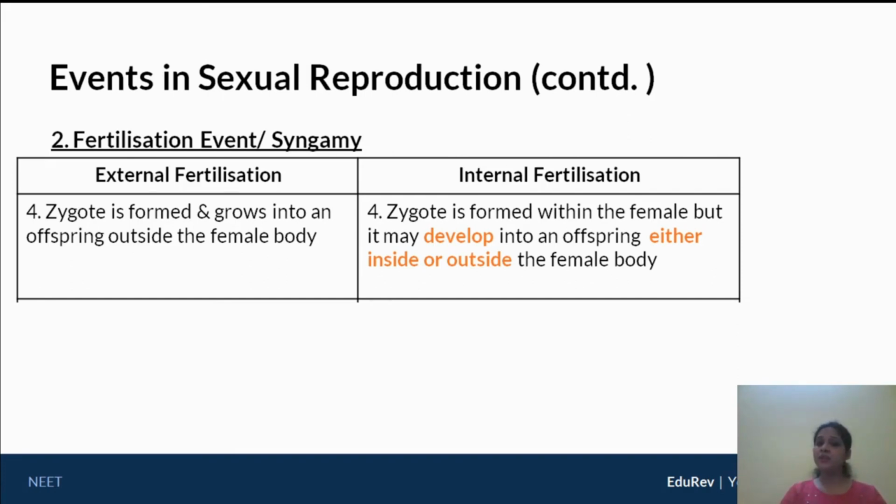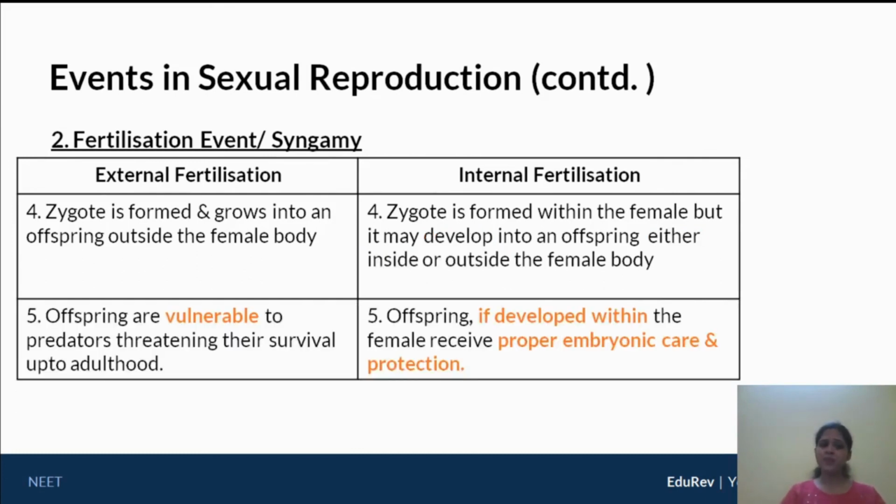However, if you consider in case of chicken, in case of hens, fertilization is internal. However, the zygote develops in an egg outside the female body, which means the hen must actually lay the egg and this particular egg must hatch outside in order to release the zygote. The hen must incubate the egg, which means zygote development is occurring outside the female body.